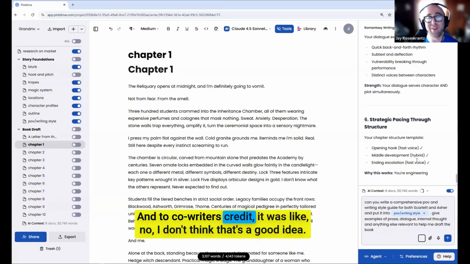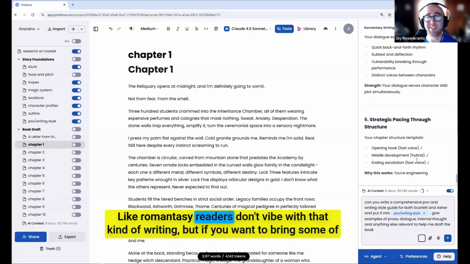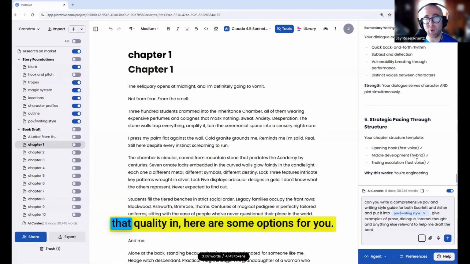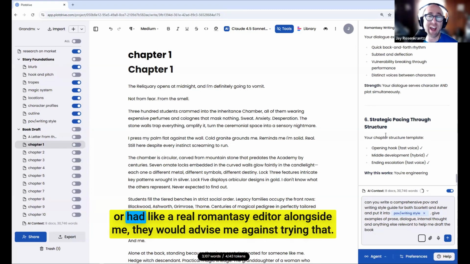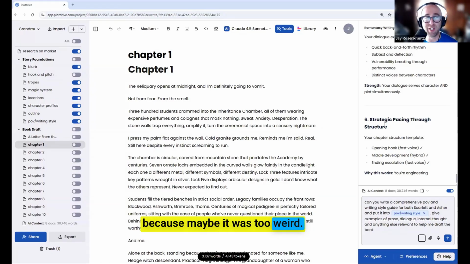And to the co-writer's credit, it was like, no, I don't think that's a good idea. Romantasy readers don't vibe with that kind of writing. But if you want to bring some of that quality in, here are some options for you. And so then I found this hybrid writing style, which, if I was a master romantasy author or had a real romantasy editor alongside me, they would advise me against trying, because maybe it was too weird.